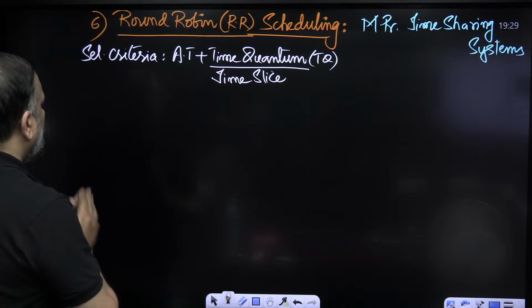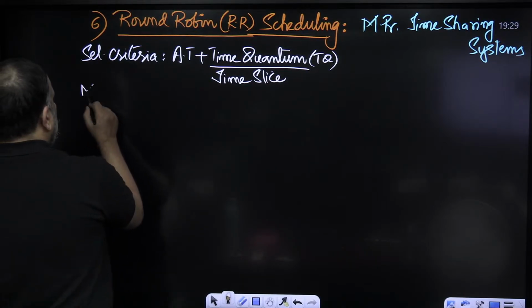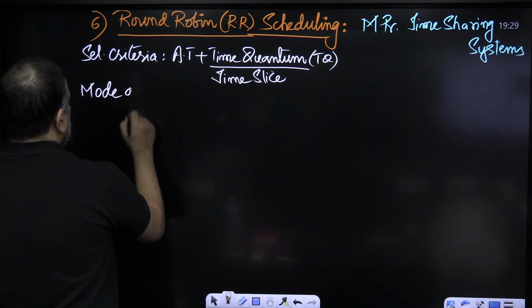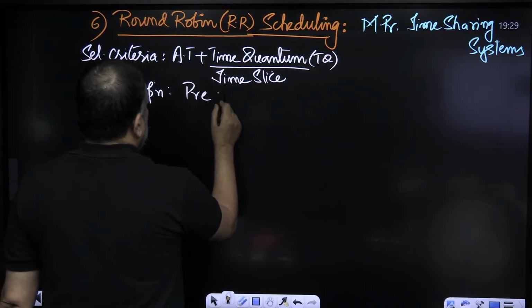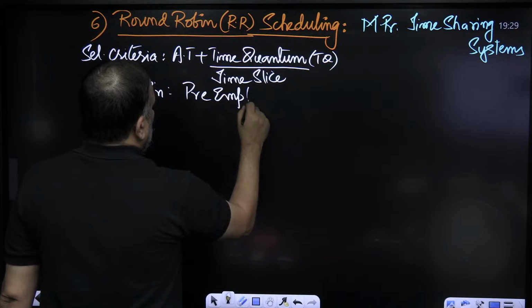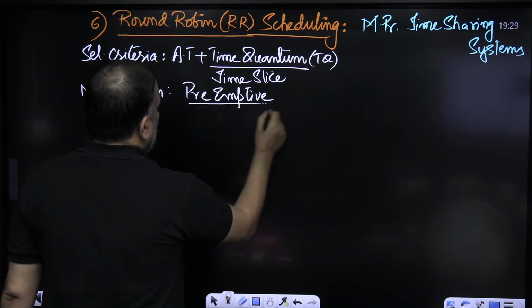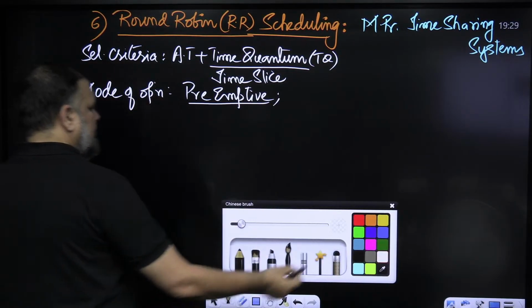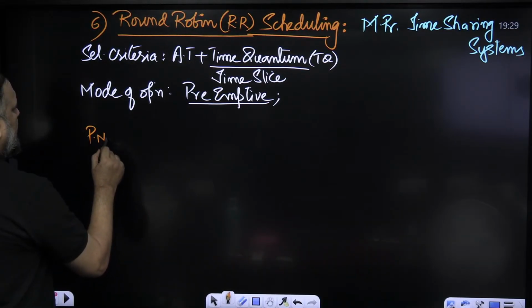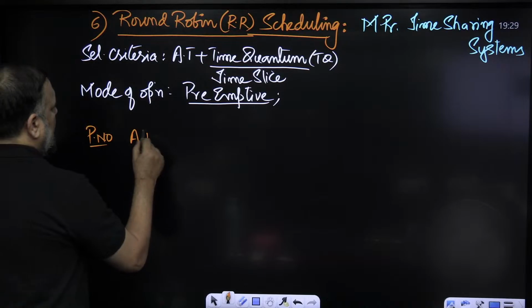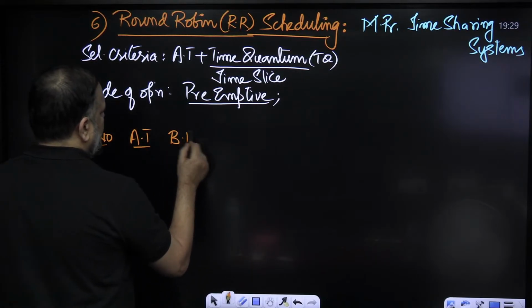So चलिए start, and the mode of operation is essentially preemptive. तो एक example लेकर trace करेंगे how it works. Then we will see some PYQs also. Process number, arrival time, burst time.